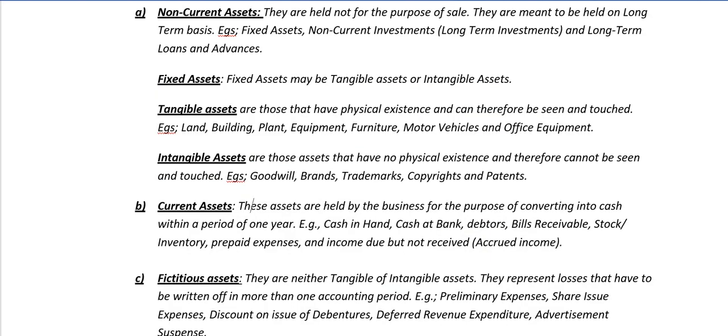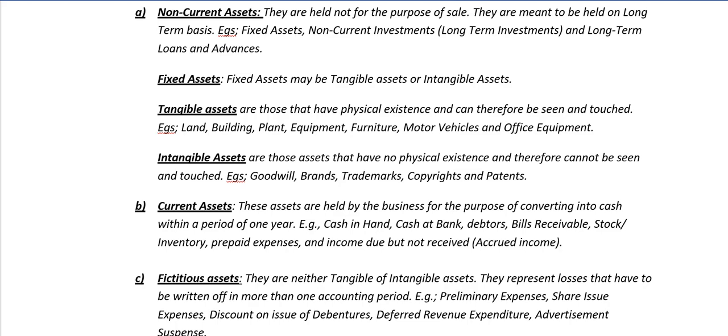Let's check out non-current asset. These are held not for the purpose of sale. They are meant to be held on long-term basis. For example, fixed asset, non-current investment, which are long-term investments, and long-term loans and advances. So we are talking about assets which are not held for the purpose of sale. They are held by the enterprise in order to get a benefit in the future.